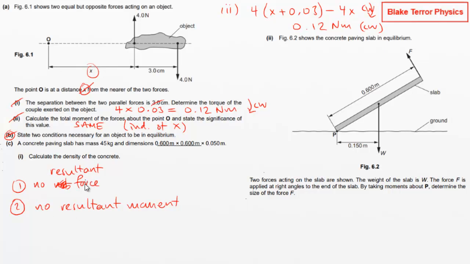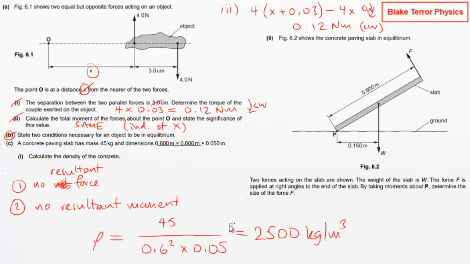Concrete paving slab has a mass of 45 kilograms and dimensions of those. Calculate the density. So density is mass over volume, so 45 over 0.6 squared times 0.05. Type all of that in. This could be quite a nice number. 2500 kilograms per meter cubed. So that was fine.